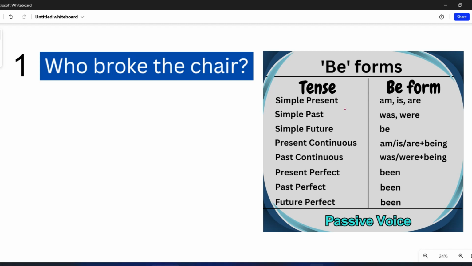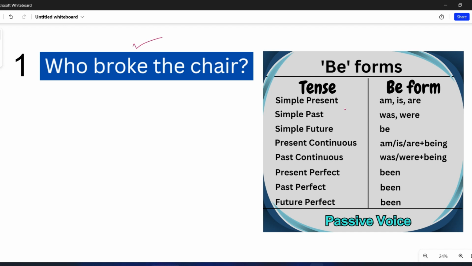In today's video, let's discuss how to change interrogative sentences, questions, into passive voice. So this is very interesting and a bit tricky as well. But I have a few tips so that you can understand this concept easily and you'll be able to change interrogative sentences, questions into passive voice. Shall we begin? Okay. So the first sentence here is, who broke the chair?